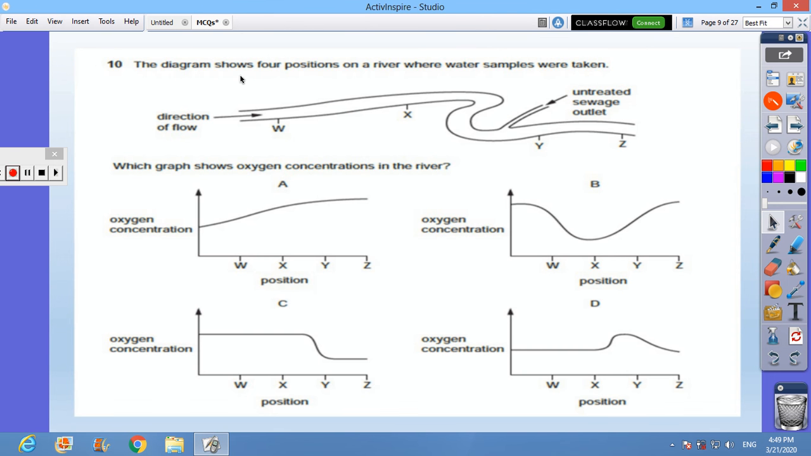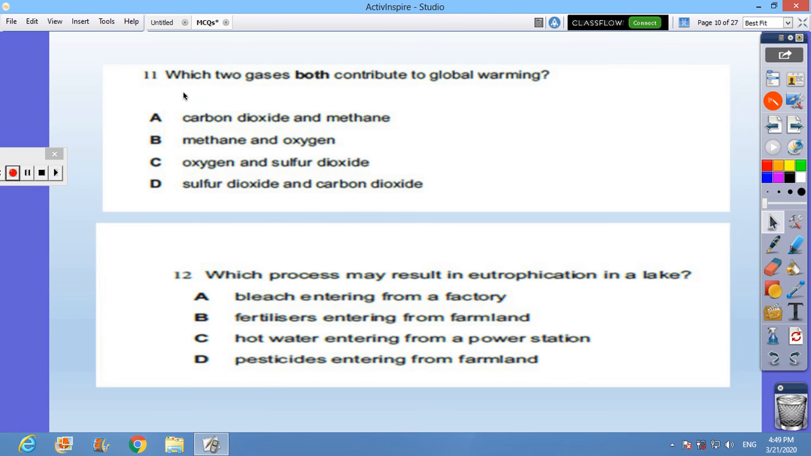10. The diagram shows 4 positions of a river where water samples were taken: from W, from X, from Y, from Z. Which graph shows the oxygen concentration in the river? The oxygen concentration will stay the same at first, and then will drop at Y and Z. That's why the proper answer is C. Question 11. Which two gases both contribute to global warming? They must be carbon dioxide and methane. That's why the answer is A.